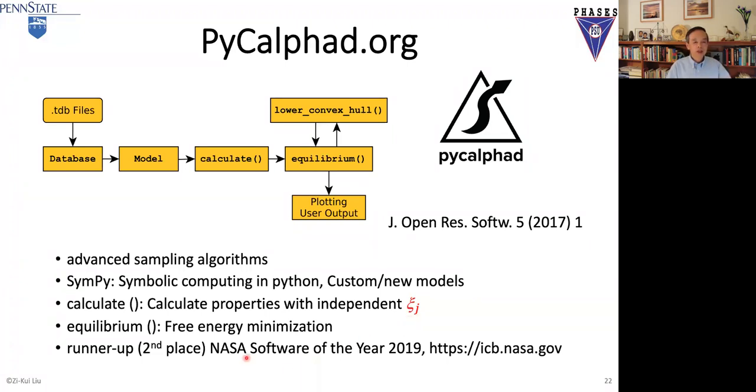And Richard did a great job developing this code. After graduation, he moved to JPL, NASA, and he continues to develop it. He entered this software in the competition for NASA Software of the Year in 2019 and received second place. This is a NASA-wide software competition, including all software engineers across NASA. I really think Richard did a great job making this CALPHAD programming and demonstrating its impact to NASA.